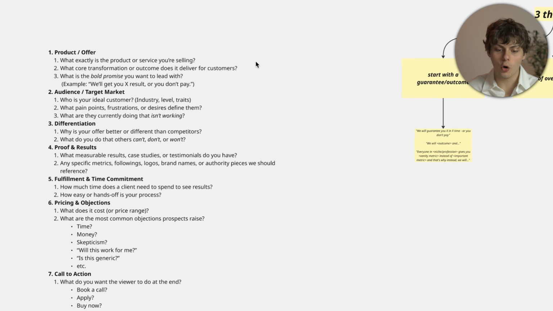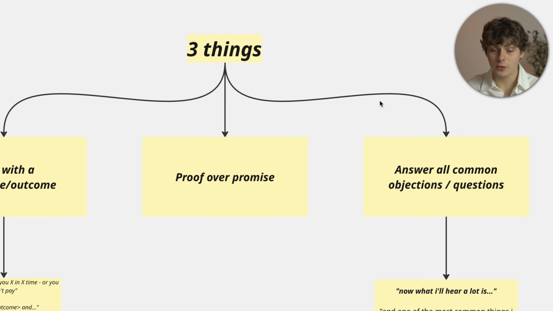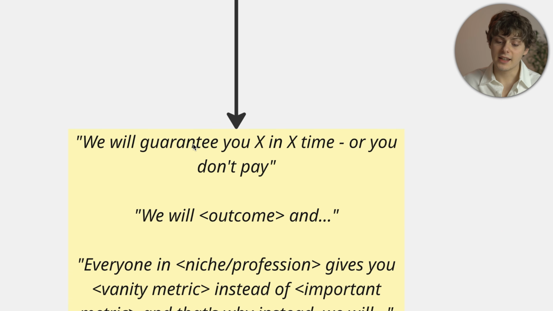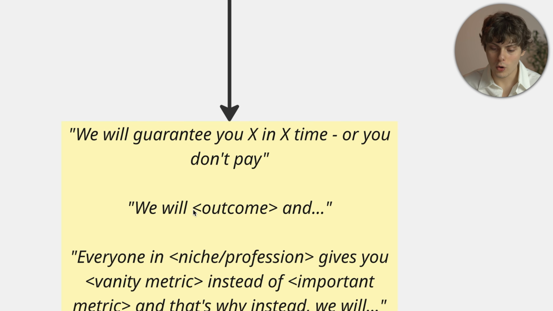So before I give you the copy and paste method, let me actually explain to you how to pull them off. First thing, start with a guarantee or an outcome. Sentences like, we will guarantee you X in Y amount of time, or you don't pay. We will do a specific outcome, or the last one that I see quite often is, everyone in the specific niche gives you a vanity metric. So for example, in my niche, that would be everyone gives you followers instead of actually driving revenue for your business. And that's why instead we will do a specific thing.